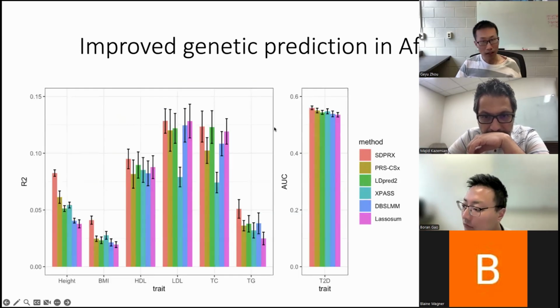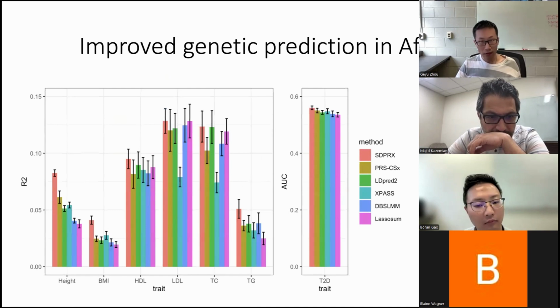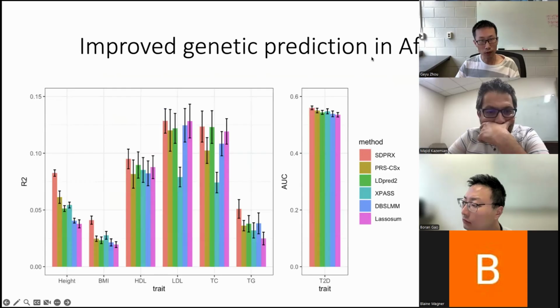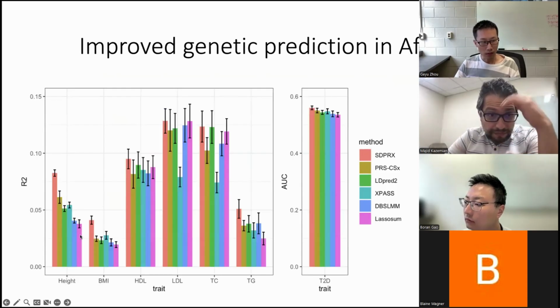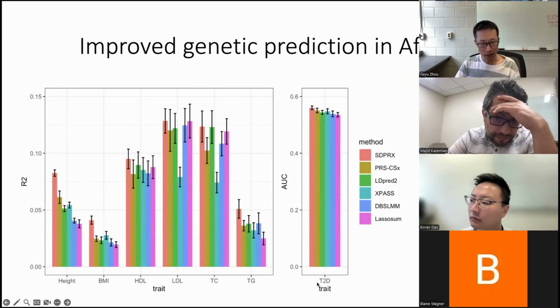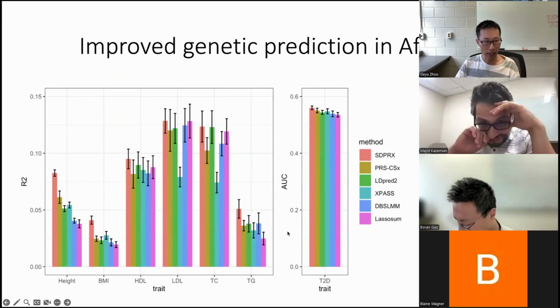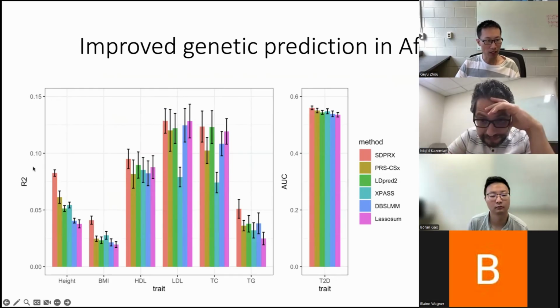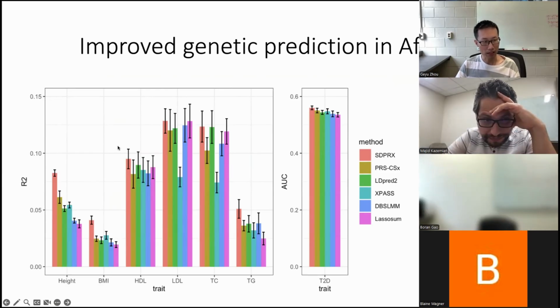And similarly, for the African populations, we are also able to see improved genetic prediction performance. Still, we focus on six continuous traits plus one binary trait, type 2 diabetes, and we measure the predictive accuracies of these traits for these methods.